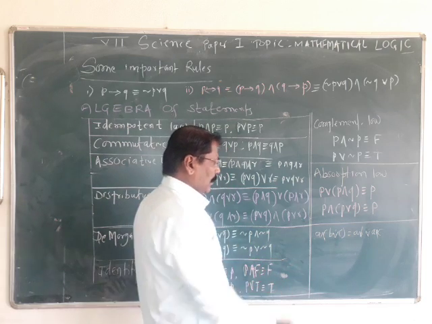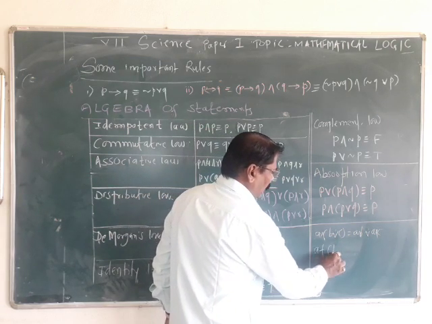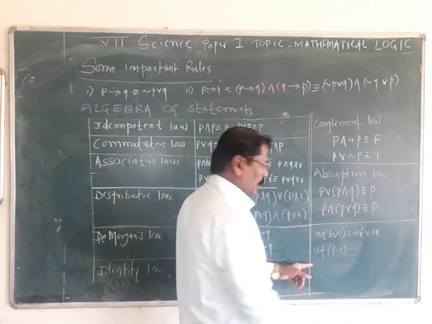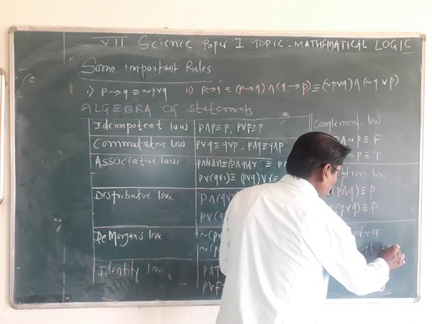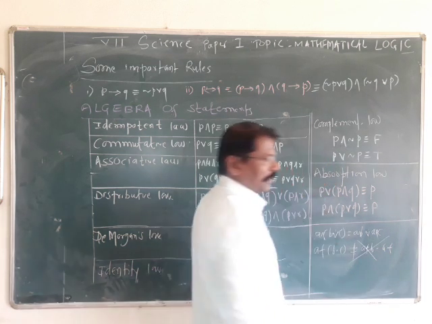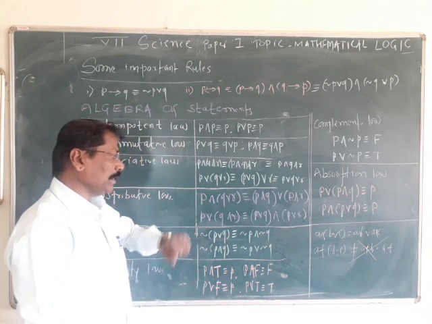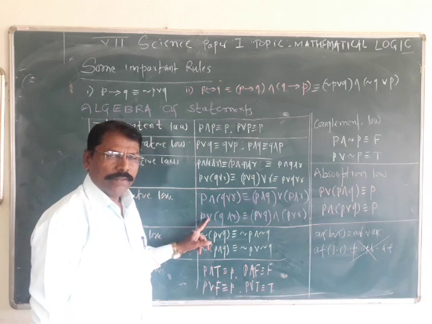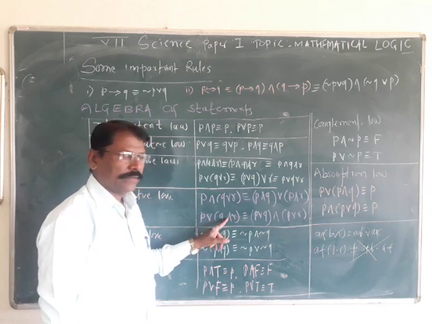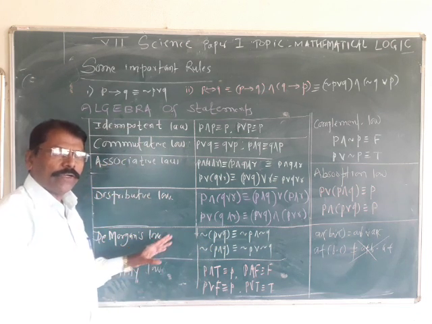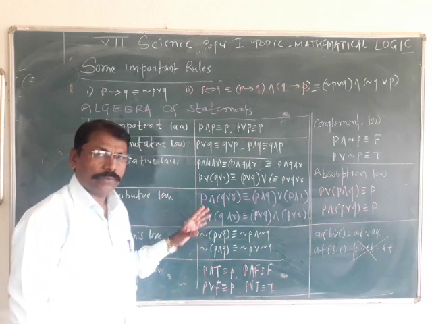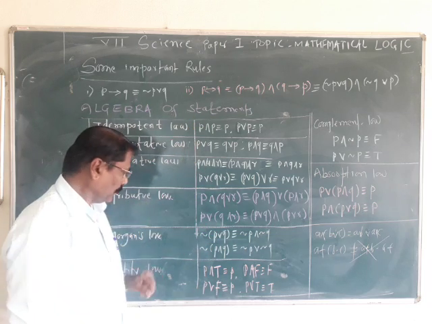But in ordinary algebra, addition is not distributive over multiplication. This is not possible. But in logic, it is possible: OR is distributive over AND. Then De Morgan's law, which we already discussed, we use to find negation in the previous examples.